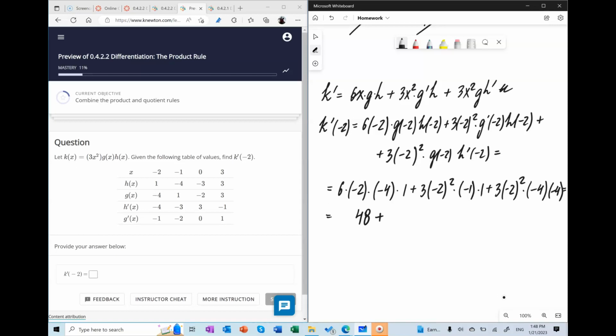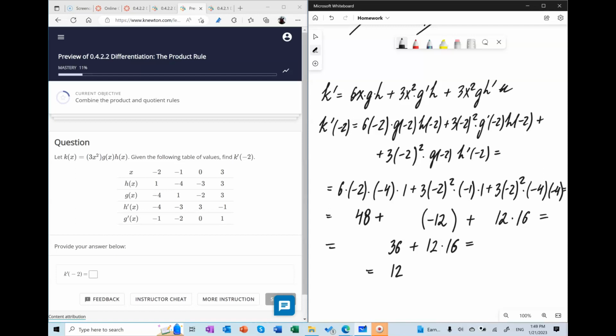The next term is -12. And the next one is, well, this one is 12 and this one is 16. So whatever 12 times 16 is. Let's just keep things simple. 48 minus 12 is 36 plus 12 times 16. I'm too lazy to reach for my calculator, so I'll just keep doing mental math here.